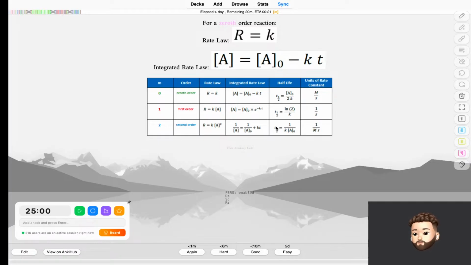Okay, so this can be correlated with, remember this, v equals v naught plus at. It's like the same thing. For a zeroth order reaction, it's pretty much the simple velocity equation. The first order equation is obviously a little more difficult to get to.